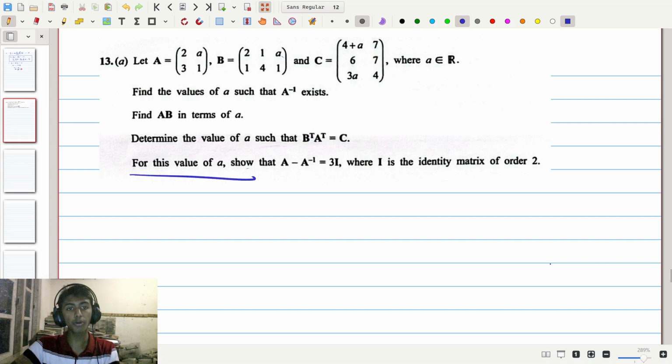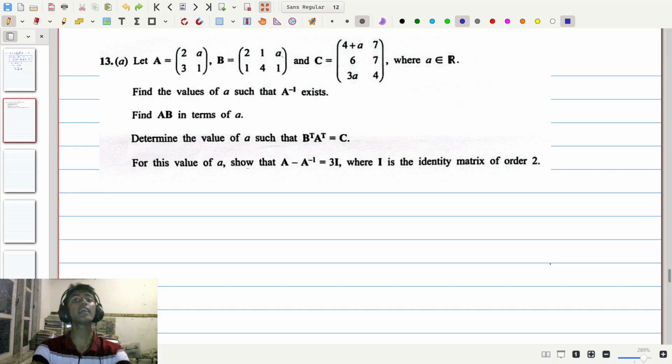Now given this value of a, we are asked to, for this value of a, show that the capital A matrix minus the capital A inverse matrix is equal to 3I, where I is the identity matrix of order 2, which is the matrix 1, 0, 0, 1. Now to start solving this question, what we're going to do is to go to the first thing where we are asked to find the values of a such that A inverse exists.